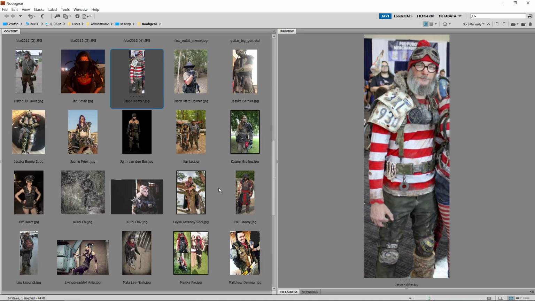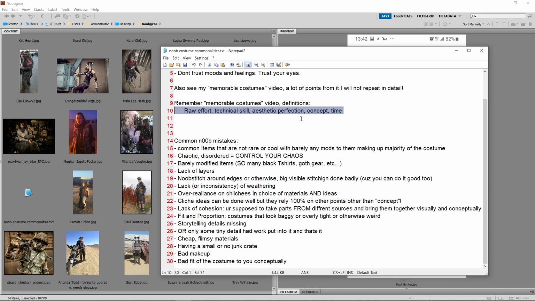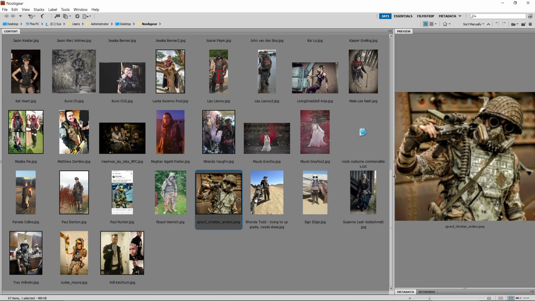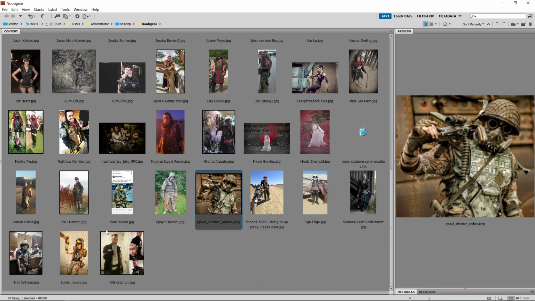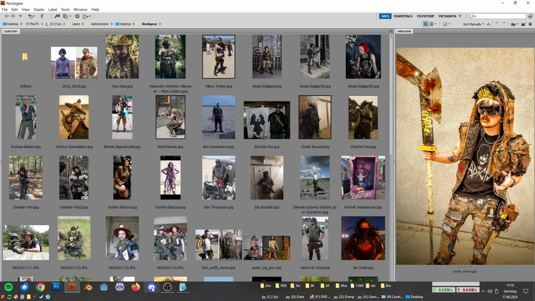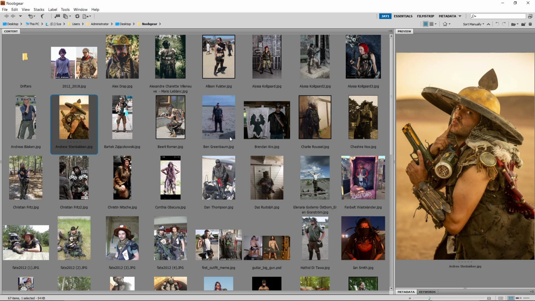So yes, not everything needs to be Donald Duck with an ass destroyer chainsaw. I don't know what this is actually doing as a noob costume submission because it's top level. But if it isn't that or something else conceptually and visually really interesting, such as this, for example, or this, then it better be aesthetically and technically very well done with a lot of raw effort. If that happens, then it can still be a good costume.